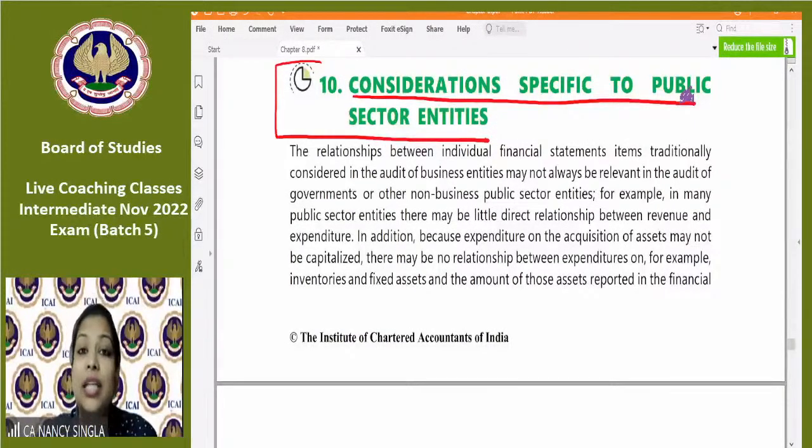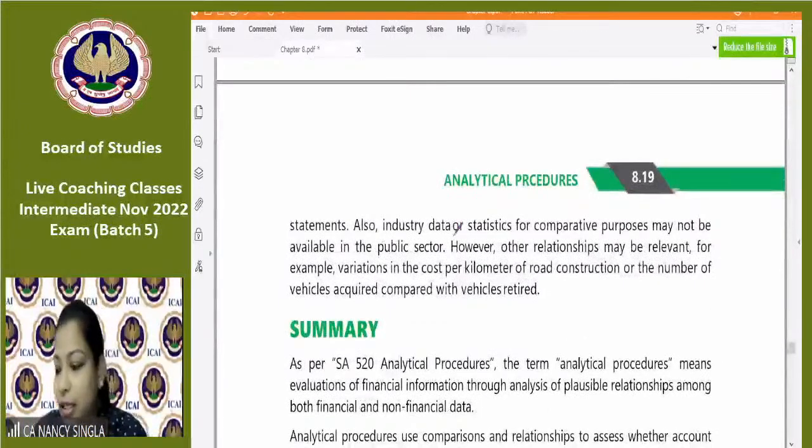Further, with respect to public sector entities like Indian Railways, it is possible that since it is a monopoly, the comparable data is not available. So in that case, the analytical procedure, the way it is applied for a profit-making entity, cannot be applied the same way. Then how can analytical procedures be applied? There are examples given as to how the auditor may apply analytical procedures.